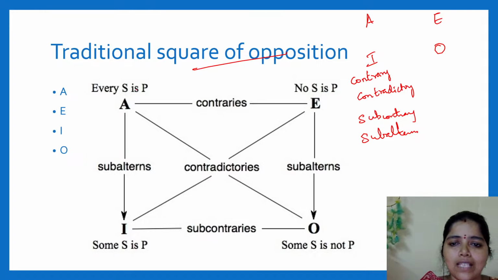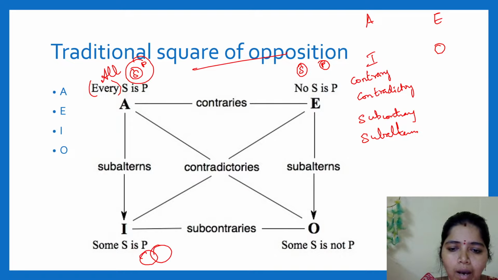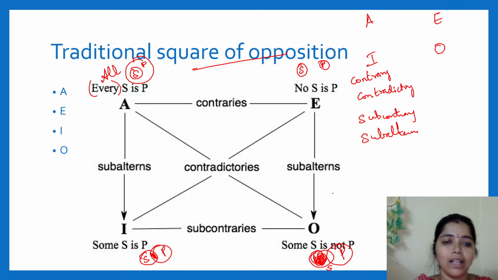See, every S is P is nothing but what? All S is P. We can also use every, all S is P. No S is P. It means what? We can represent in this way. All S is P. No S is P. Here some S are P. It means what? Some S is P means this area. Here will come some S is not P. Then this area. Have this thing in your mind and then I will start.